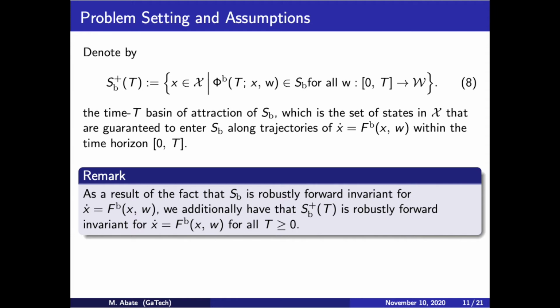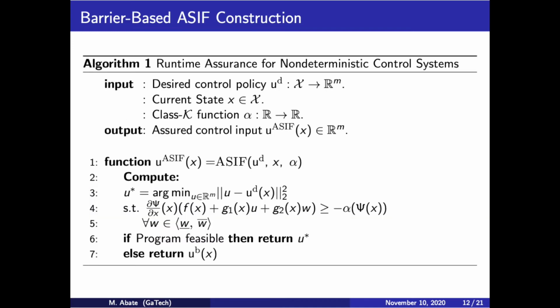And what we're going to do in the following is we're going to allow the system to move within the time t basin of attraction of the system. This might force your system outside of the safe set. However, from the assumption that the basin of attraction does not intersect the unsafe set, we now have safety guarantees going forward.